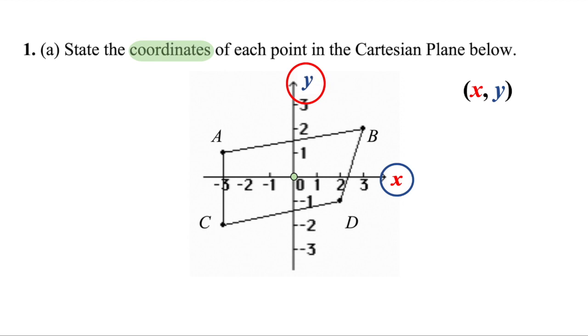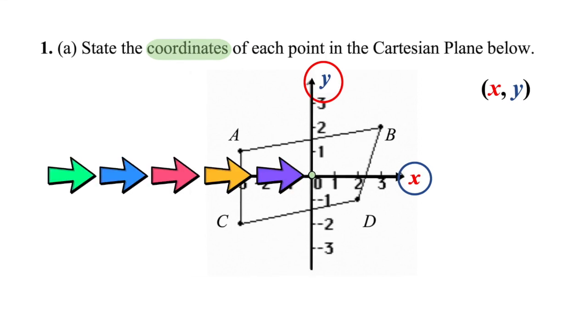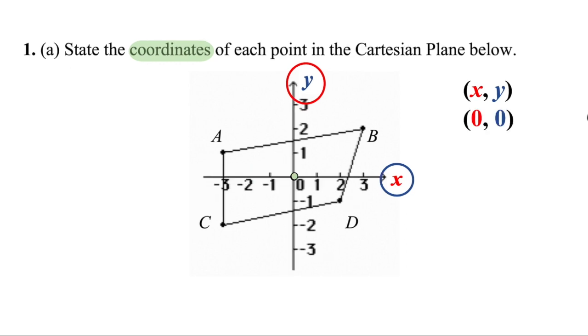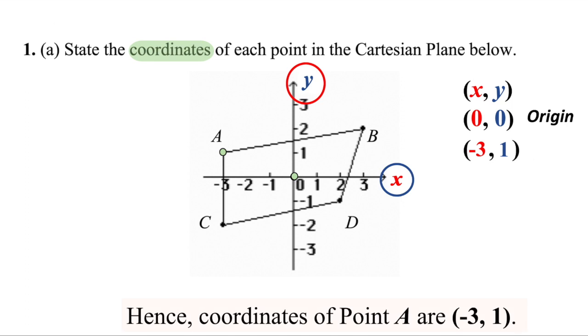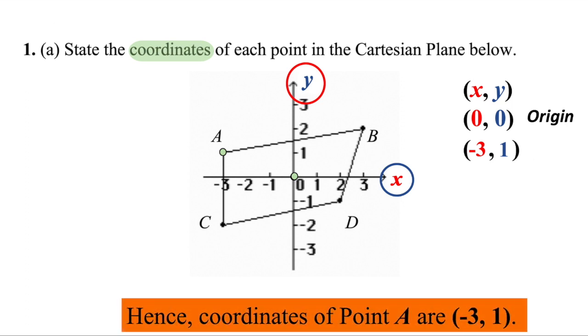Let's take this point located at the intersection of the two axes with coordinates of 0, 0, known as the origin. The position of point A is 3 units to the left of the origin, that's an x coordinate of minus 3, and 1 unit upward, a y coordinate of 1. Hence the coordinates of point A are negative 3 and positive 1 in closed brackets.